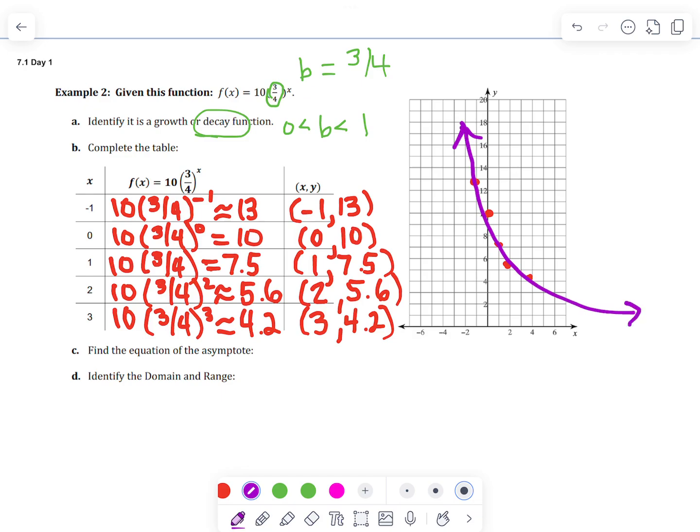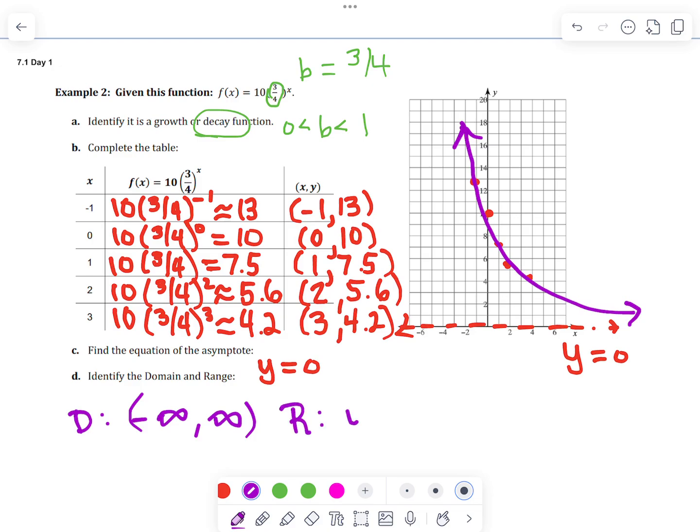Then what we're going to have is a horizontal asymptote, just like its parent, at y equals 0. All right, for the domain, you can substitute any number into the function, so it's all real numbers. The range of values is everything above that red horizontal asymptote, so y is greater than 0.